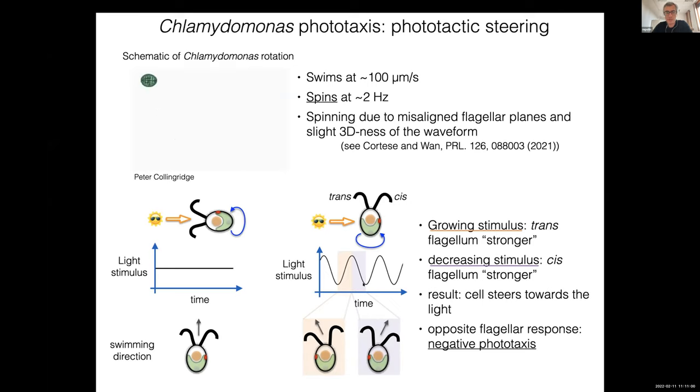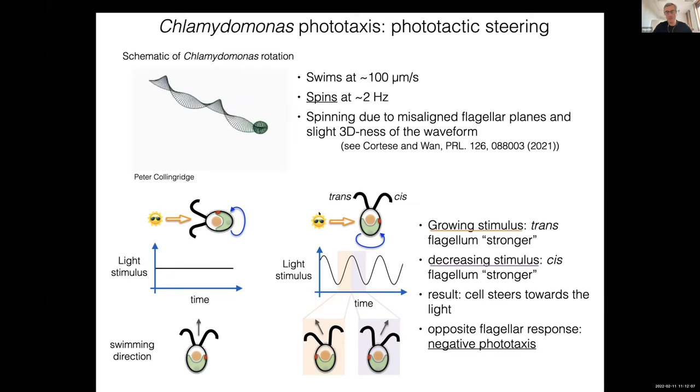This modulation induces a modulation in flagellar activity. So that, for example, if you want to achieve positive phototaxis, as the stimulus grows, you will modulate the activity of the trans flagellum, which is the flagellum further from the eye spot, in such a way that it beats, quote unquote, stronger, meaning it generates a higher torque. If instead the stimulus is decreasing, now it is the turn of the cis flagellum, which is the flagellum towards the eye spot, to generate a higher torque. The net result is that regardless of the phase in the spinning cycle, the cell will always tend to reorient towards the light. If you reverse this, and for growing stimulus you stimulate the cis flagellum, and for decreasing stimulus you stimulate the trans flagellum more, then the cell manages to do negative phototaxis. So in a sense, it is a simple device.